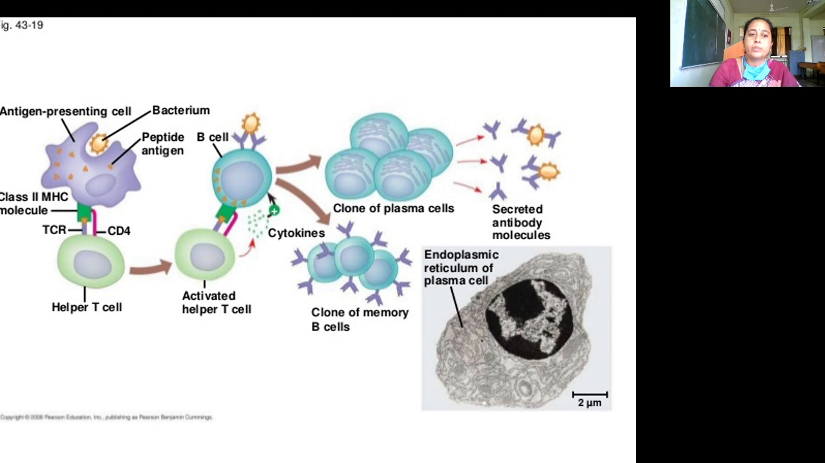This is the antigen presenting cells and class 2 MHC molecules, then CD4 cells and helper T cells. The way of attacking the helper T cells to the antigen presenting cells and killing the antigen presenting cells.